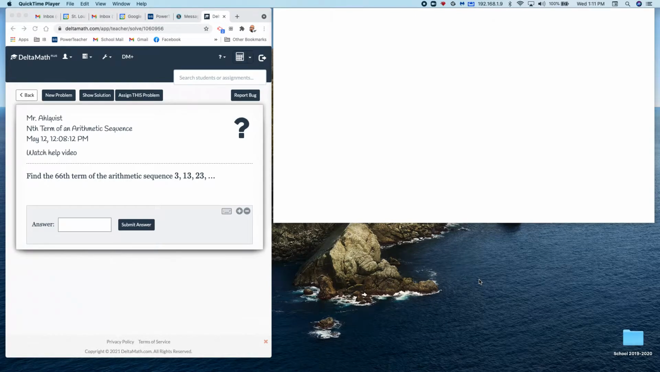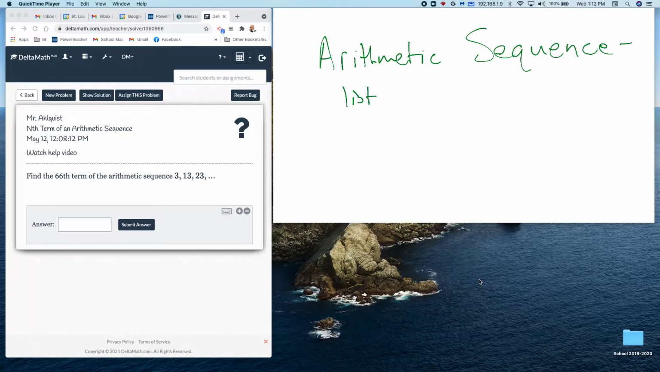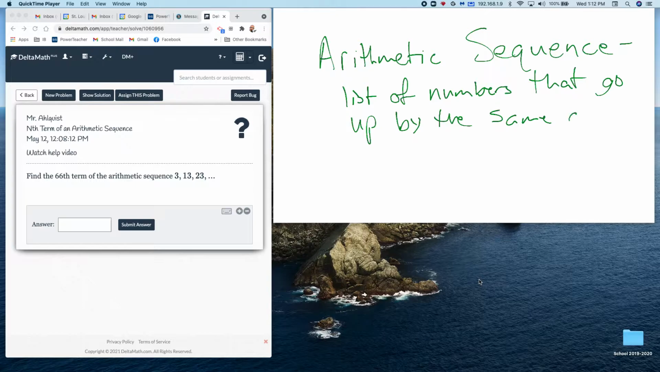A sequence is just a list of numbers. We're going to talk about a specific kind of sequence, an arithmetic sequence. And an arithmetic sequence is a sequence that goes up by the same amount each time. Okay? So it's a list of numbers that go up by the same amount each time.